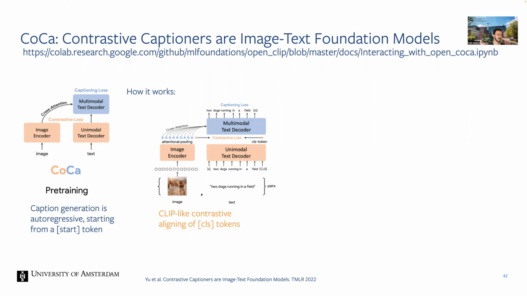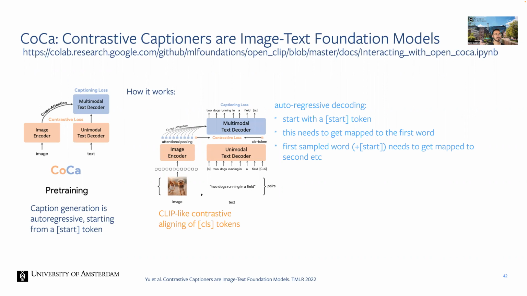Yeah, so first of all, we have this CLIP-like contrastive aligning of CLS tokens, and then this autoregressive decoding. Autoregressive because we start with a start token, and then this needs to get mapped to the first word, and then this first sampled word needs to get mapped to the second word, etc. So this is the task. This is autoregressive caption generation. So we have both a discriminative task via the noise contrastive loss and the generative task via captioning loss.